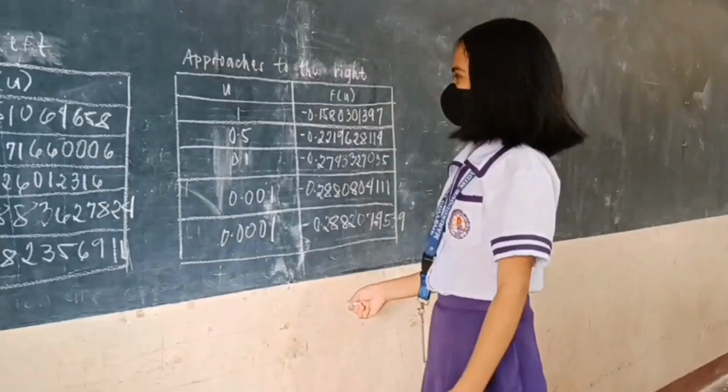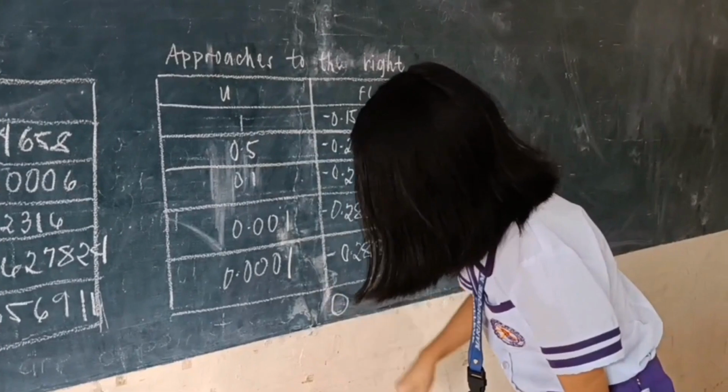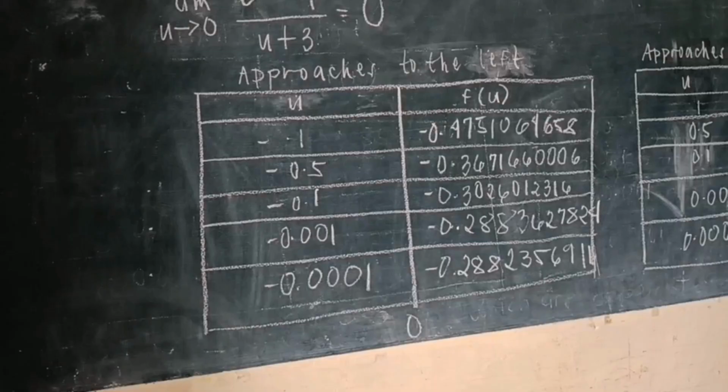Approaching to the right, u is 1, 0.5, 0.1, 0.001, and 0.0001. For the f of u, we have 0 throughout. Then, the limit function as u approaches 0 of e exponent u minus 2 minus 1 over u plus 3 is equal to 0.